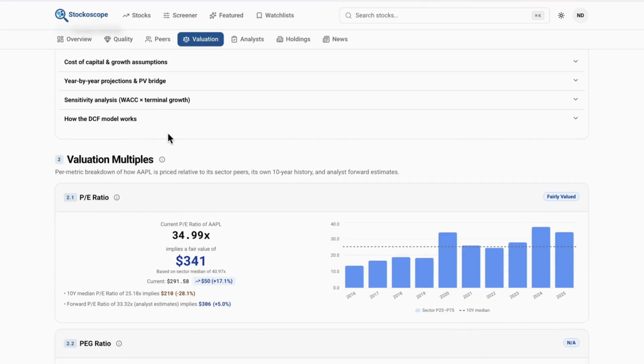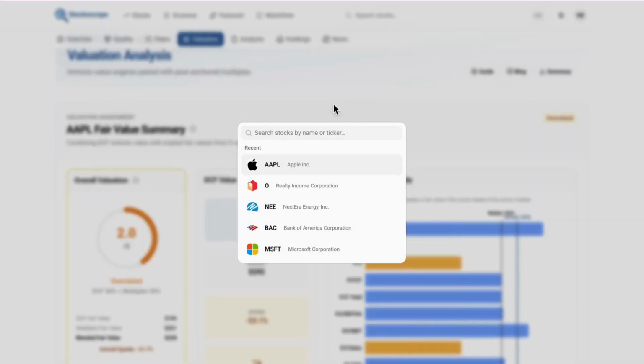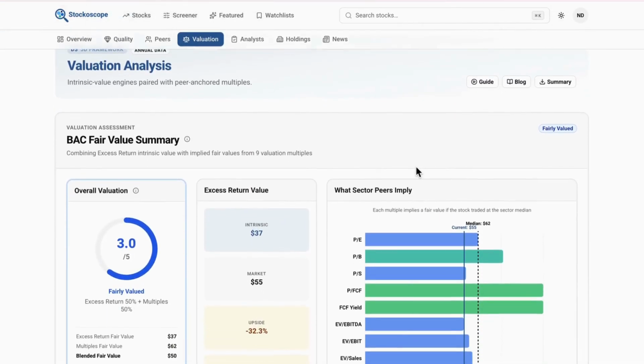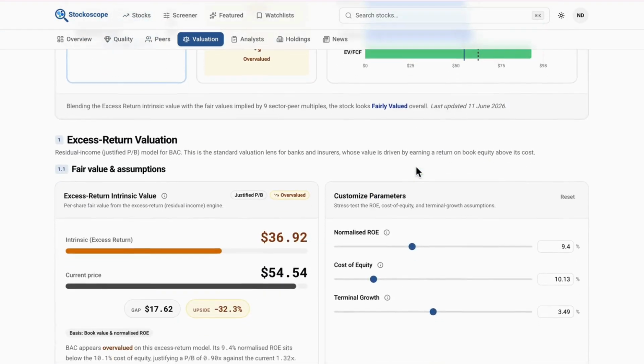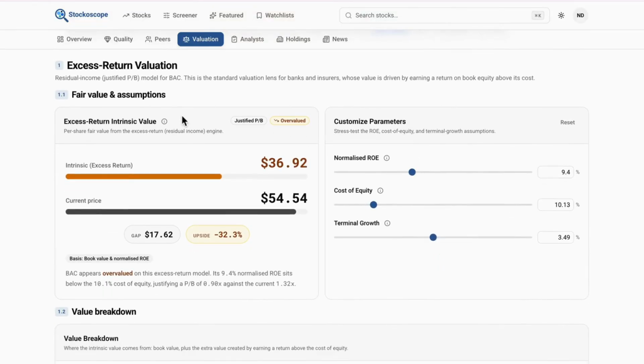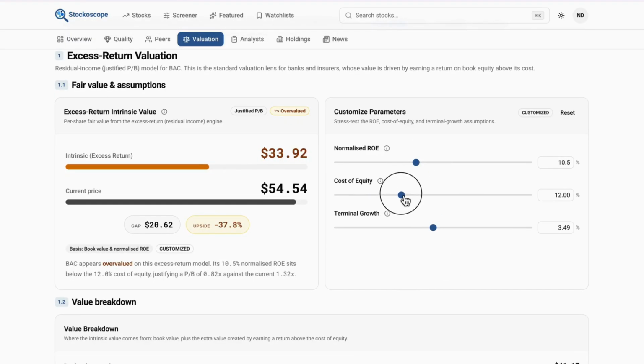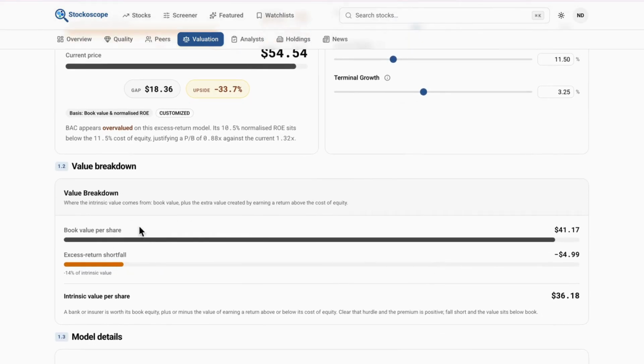For banks, insurers, and other financial companies, a traditional DCF doesn't fit, so the platform uses an excess return model, also known as residual income. Instead of forecasting free cash flow, it starts from the company's book value and adds the value created when it earns a return on equity above its cost of equity. The key inputs you can customize are return on equity, cost of equity, and the terminal growth rate, and the model shows how the book value floor plus that capitalized excess return add up to intrinsic value.